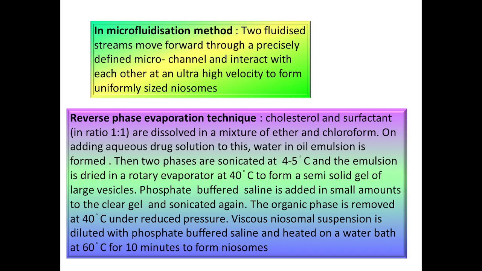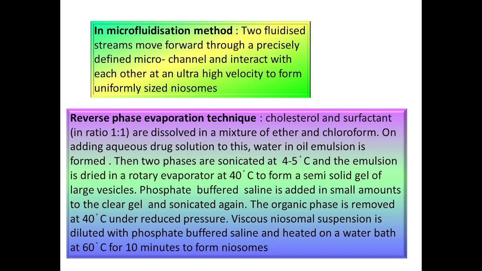Now the two phases are sonicated at 4 to 5 degrees Celsius, and the emulsion is dried in a rotary evaporator at 40 degrees Celsius to form a semi-solid gel of large vesicles. Now these phases are sonicated and the emulsion is dried in the rotary evaporator. It will produce gel with large vesicles.